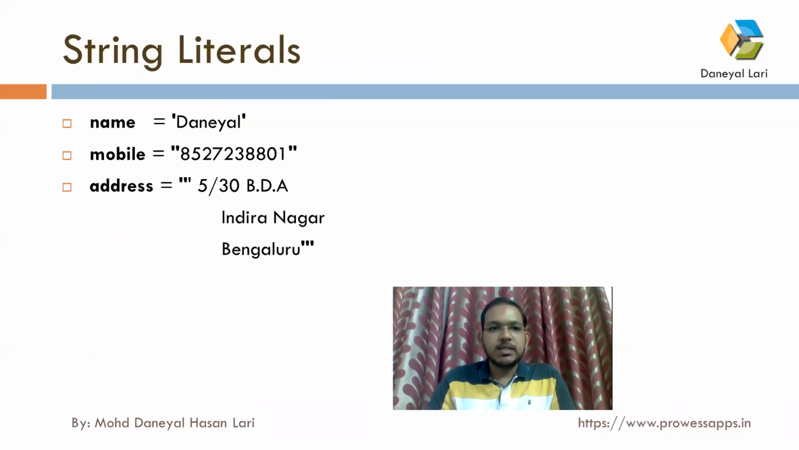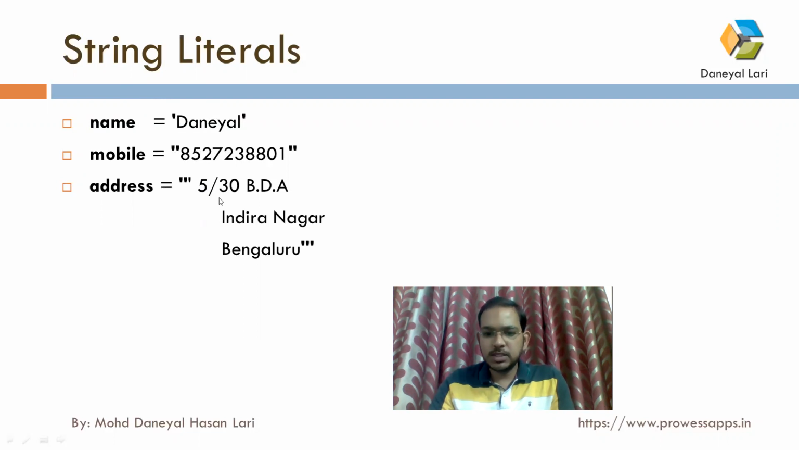So as I said, a string can be declared by using quotes. You can use single quotes, double quotes, and triple quotes. It doesn't matter. If you want to declare any string, then you can write it in single inverted comma using any variable. For example, I want to declare a name variable. Then I can write name is equal, and in single inverted comma I can write Daneyal. Then I want to store the mobile number. Then I can write mobile is equal using double inverted comma. So both are the same. But the triple inverted comma is important.